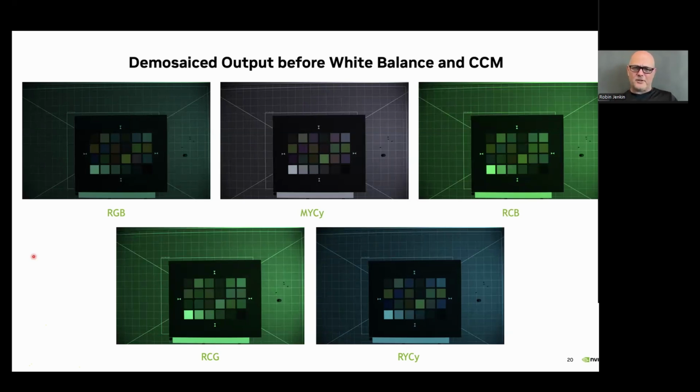A couple of things to notice when we do this. First of all, just look at how neutral the MYCY is just straight away. These haven't been color corrected at all, and it looks incredibly neutral. I was really surprised. I wondered whether I'd taken the right image to put in the presentation. It requires very gentle terms to color correct this, compared to, say, the RCB, which looks very green, or the RCG, which looks very green.